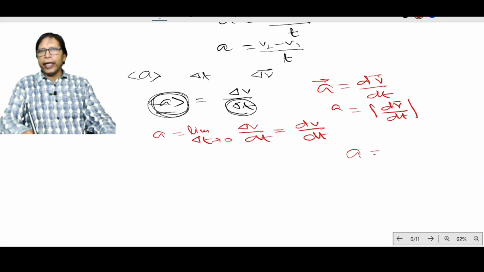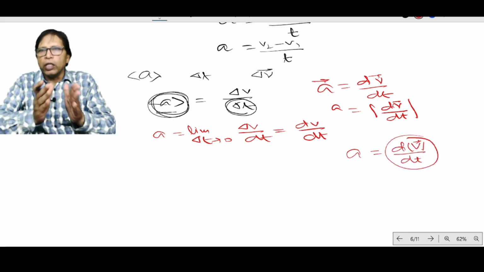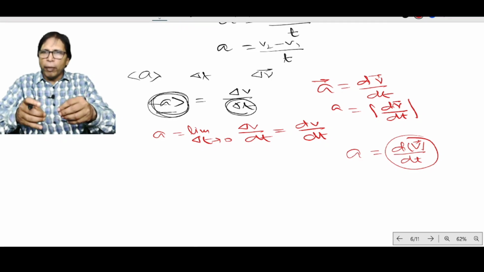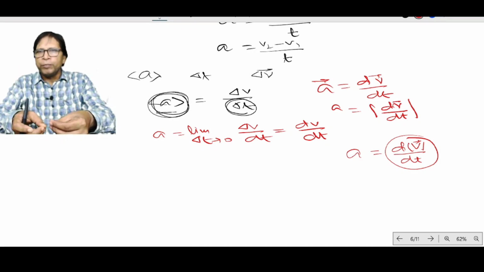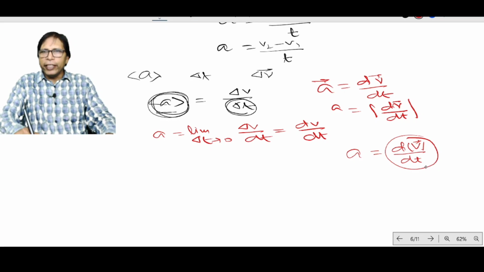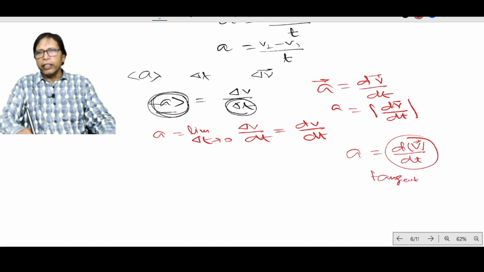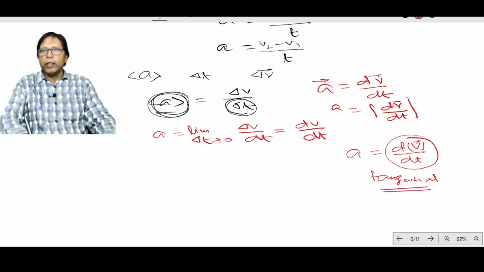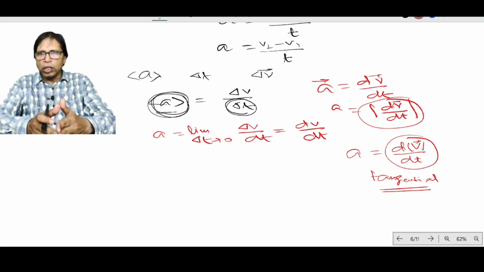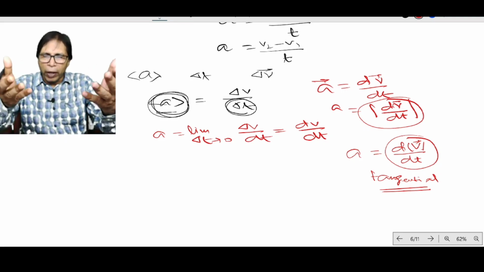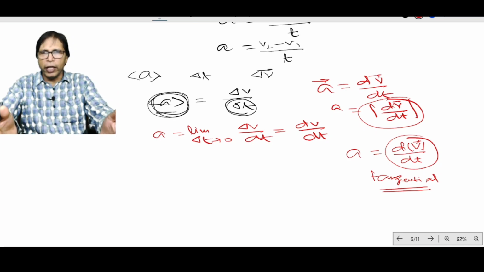Now acceleration a equals dv by dt, the rate of change of magnitude of velocity. This acceleration is known as tangential acceleration. This acceleration is produced only by change of magnitude of velocity, but the total acceleration is produced by both change of velocity as well as change of magnitude of velocity. Okay.